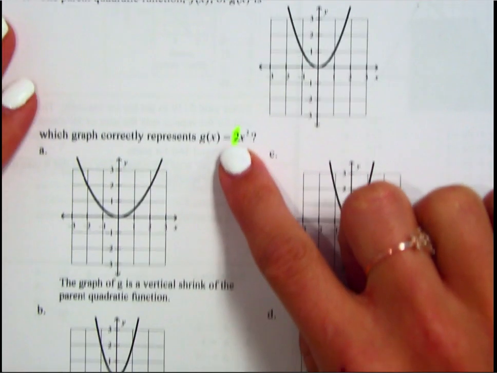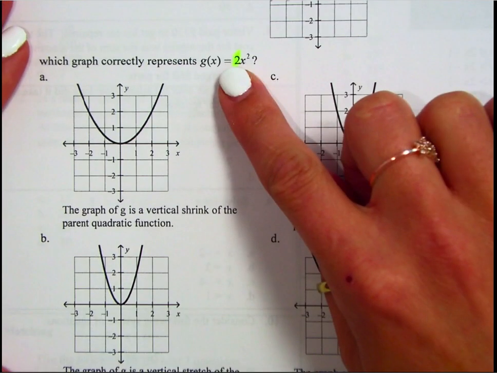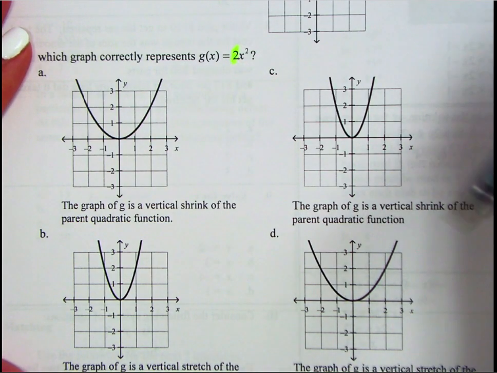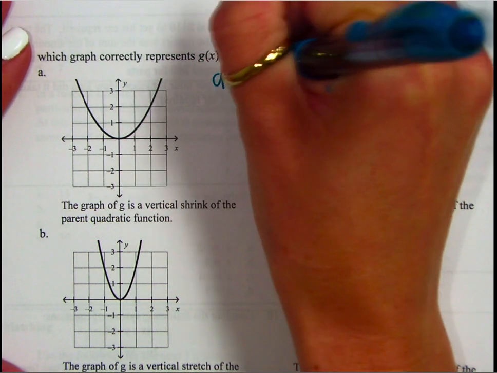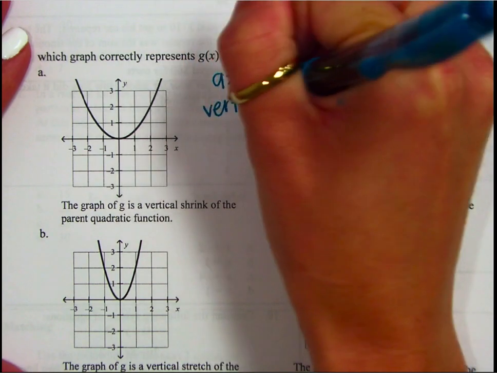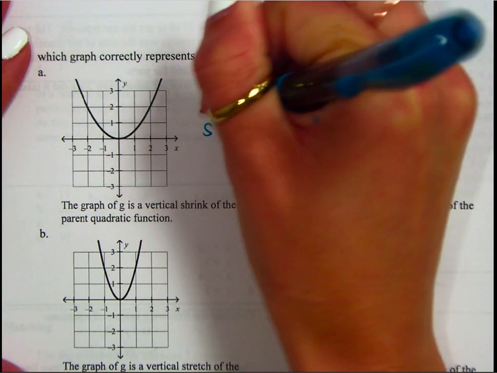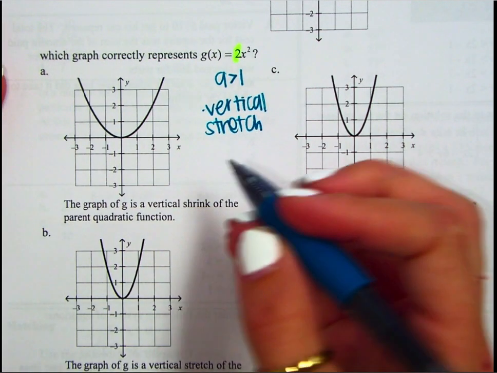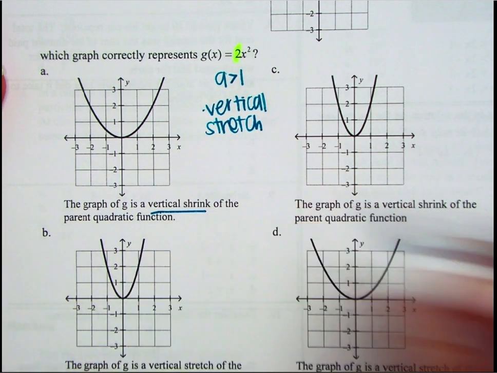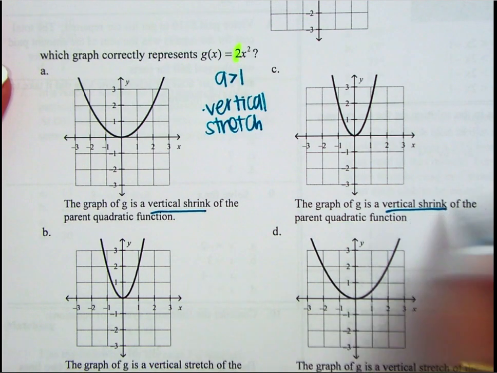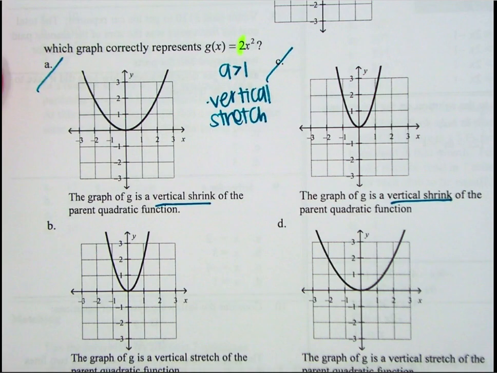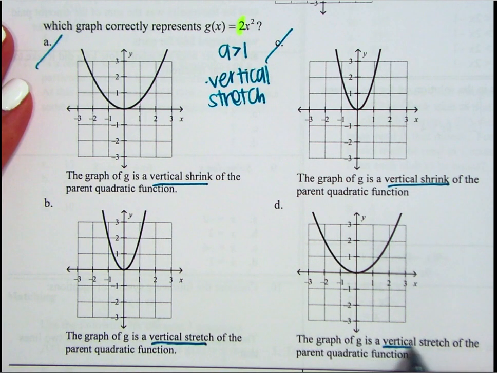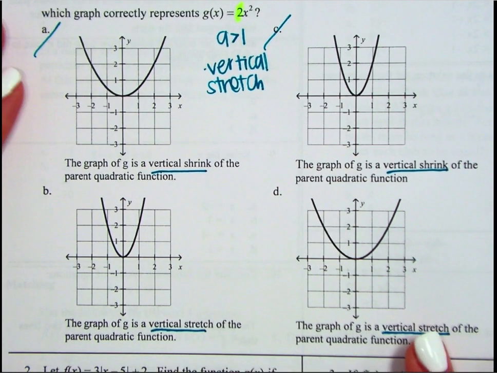So this a value, they call it, when you're multiplying to your parent function x squared, since it's greater than 1, it's going to represent a vertical stretch. So we're looking for a vertical stretch. Right here in part A, this says vertical shrink, this says vertical shrink, so we know our answers can't be here. And B, vertical stretch, and D also say vertical stretch.